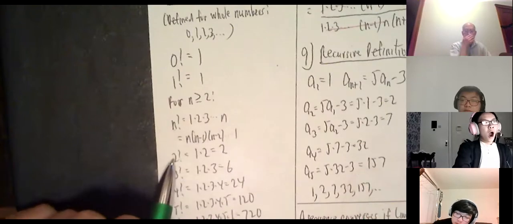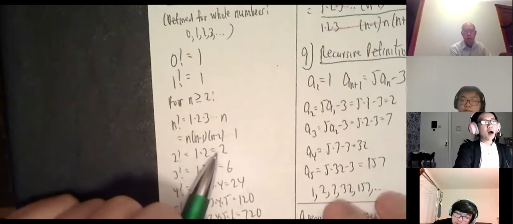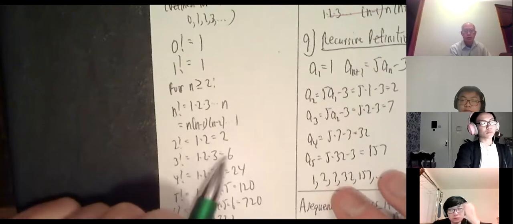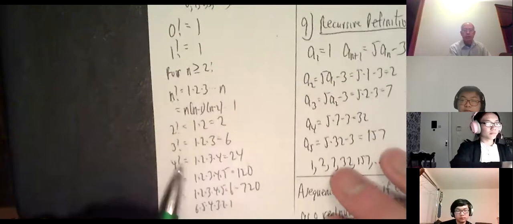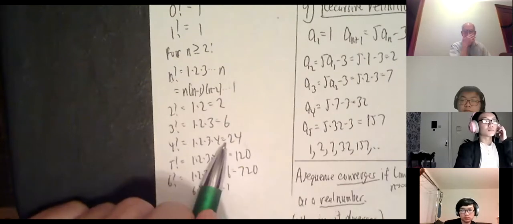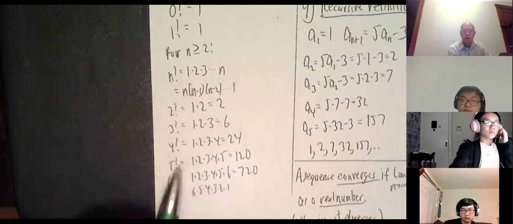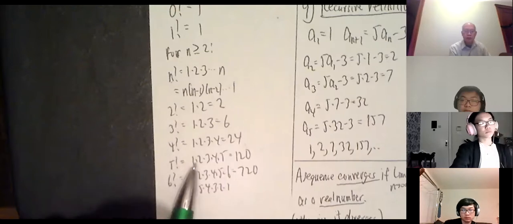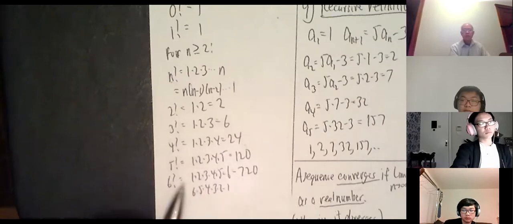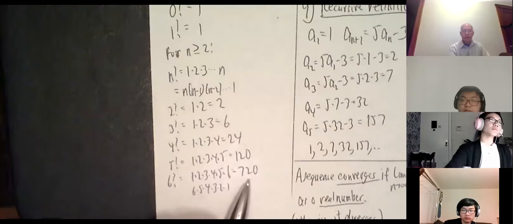So for instance, 2 factorial is 1 times 2, 2. 3 factorial, 1 times 2 times 3, 6. 4 factorial, 1 times 2 times 3 times 4, 24. 5 factorial, 1 times 2 times 3 times 4 times 5, 120. 6 factorial, 1 times 2 times 3 times 4 times 5 times 6, 720.